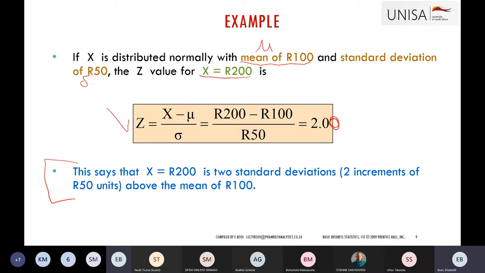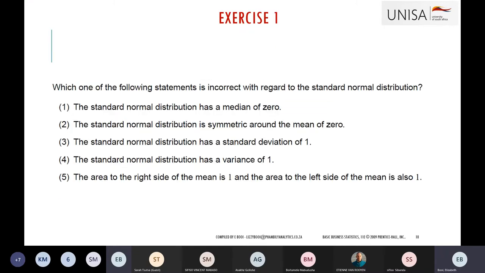Now I have an exercise. After me saying all that, let's refresh our minds by recapping on what we just said by answering this question. Which one of the following statements is incorrect with regards to the standard normal distribution? Number one, the standard normal distribution has the median of 0.